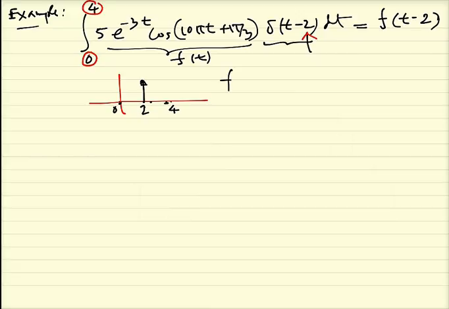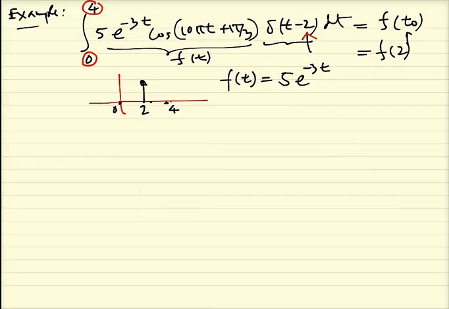Oh sorry, I think I made a mistake. The result here will be just f of t naught, and the value of t naught is 2, so it is f of 2. Now f of t, as you have seen, is 5 e to the minus 3t cos(10 pi t plus pi over 3). So this is your exponential decaying sinusoid. You want to find out the value at 2, f of 2.